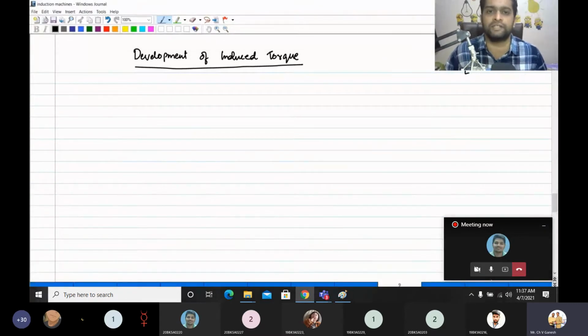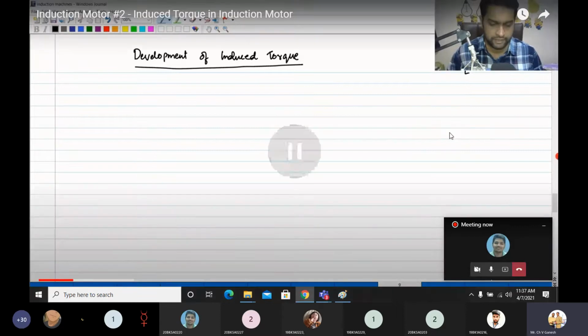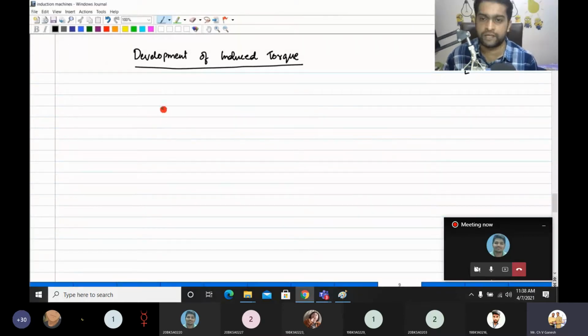So we'll see two explanations for this. One is using the basic Lorentz force, and the other one is from the equations that we have derived for the induced torque, which connects the rotor flux as well as the stator magnetic field. These two explanations show that torque is developed due to the relative motion between the stator magnetic field as well as the rotor magnetic field. Okay, the torque is developed because of the relative motion between the stator's and rotor's magnetic fields.